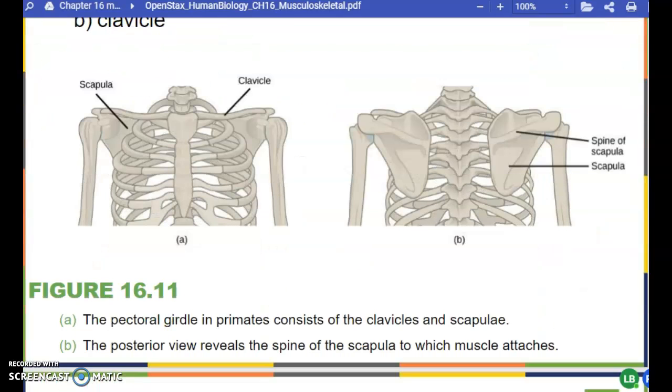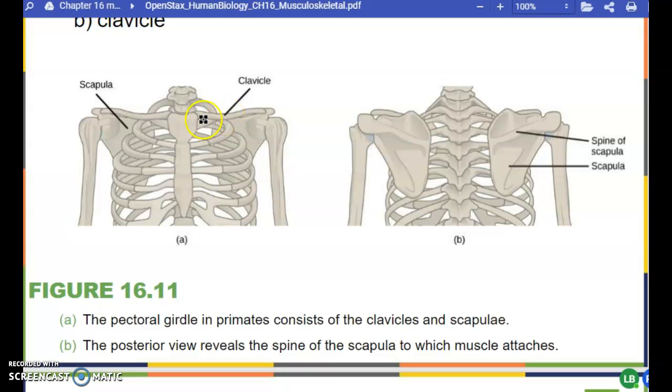So I already mentioned the pectoral girdle. The scapula is the shoulder blade. I always remember scapula is flat like a spatula, so that's the way that I always remember that one. And then the clavicle is that collarbone.